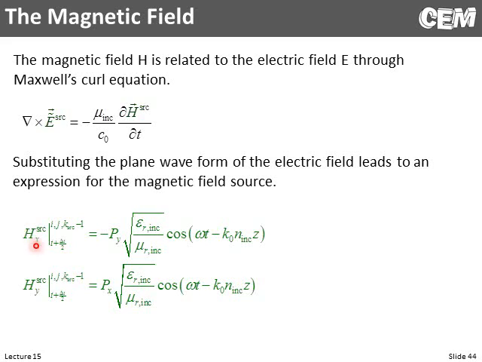So the H sub x has a negative sign with the y component of the electric field polarization vector scaled by the square root of epsilon over mu and times the same cosine. And then the H sub y has a p sub x with the same epsilon over mu. And this epsilon and mu are the relative permittivity and relative permeability where the source is being injected. And if we're talking about a plane wave source, that has to be a homogeneous region.